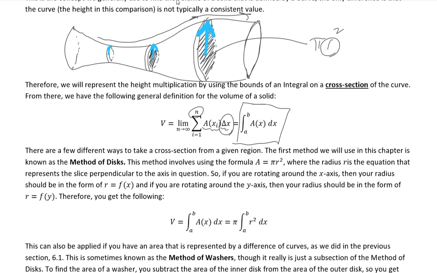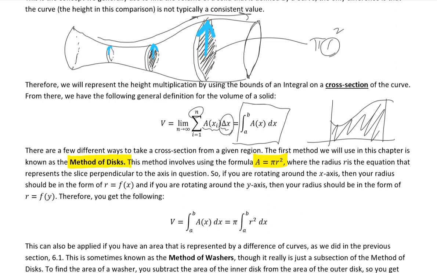Now, there are other methods of doing this, but this is the method we'll talk about first in 6.2, called the method of disks. This is where we use the formula A equals pi r squared, where the radius r is the equation that represents the slice perpendicular to the axis in question. Now, what that means is that if I have, say, a curve like this, when I'm trying to find a volume of it, I would first find this area, and then I'd determine what I'm trying to rotate it around.